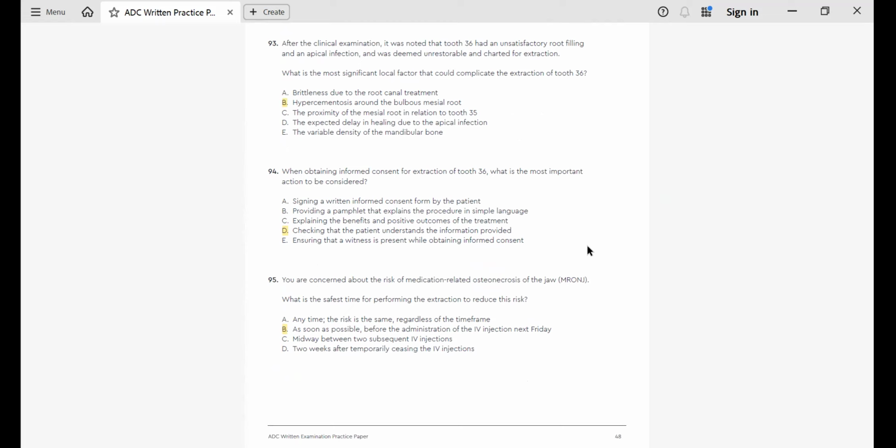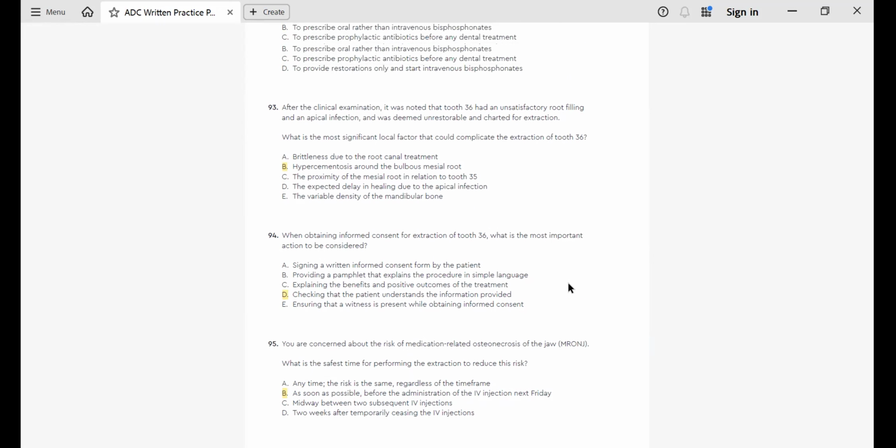You're concerned about MRONJ. What is the safest time for performing the extraction to reduce this risk? As soon as possible, before the administration of the IV injection next Friday. Again, so many times I've seen candidates ask on social media; they always select C, and then tell me why I've selected B. Now you understand: it's important to get things done before the administration of the IV injection next Friday. That's the safest time. Nothing is safer once it's started. The safest time is everything before the injection, before the treatment starts.